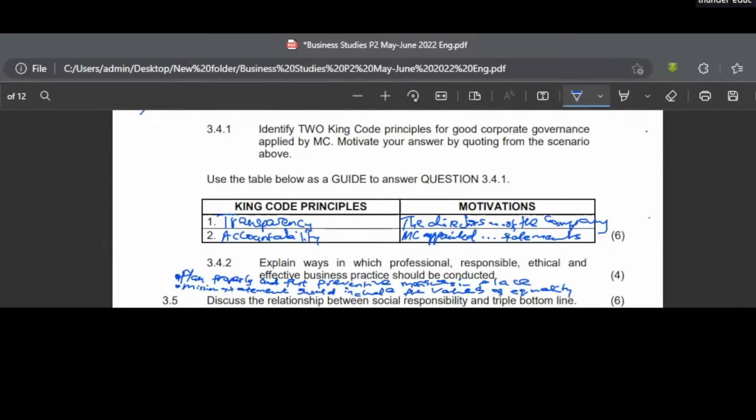3.4.2. So now let's move on to the second question. Also on that question 3.4.2, you can also say there should be a regular or timeous payment of taxes. Also, they should draw up a code of ethics or conduct. So let's move on to the next question.